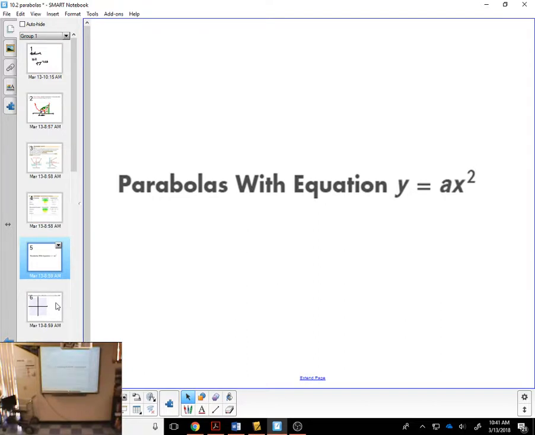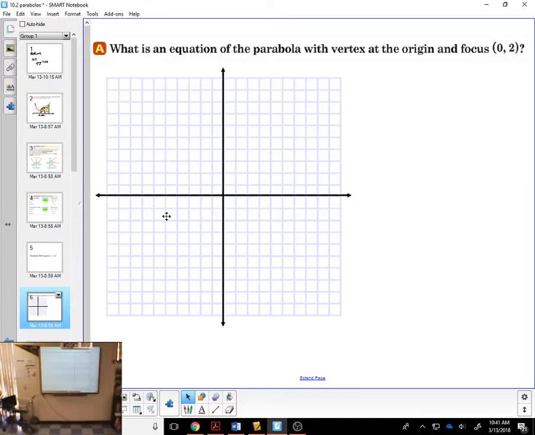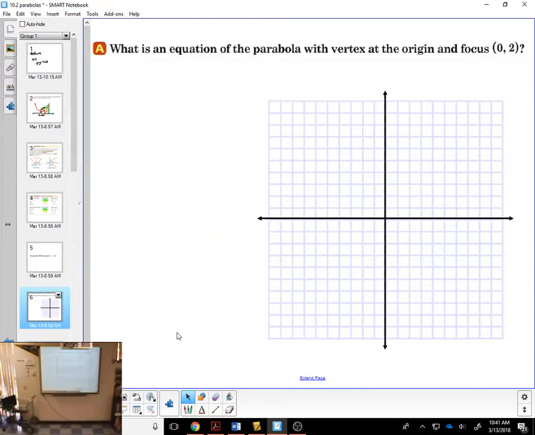You guys ready to move on? Okay, here we go. So here's our first question. What is an equation of a parabola that has a vertex at the origin and the focus is at 0, 2? So first I want to show you some visuals so you can visualize this.